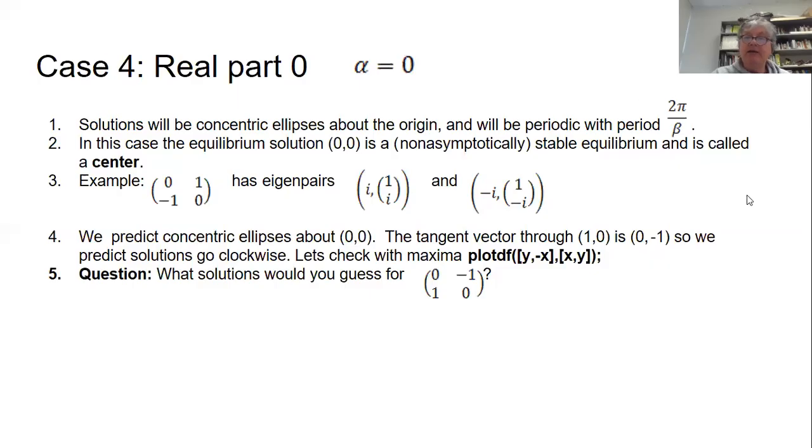Okay, and a module question for you is, the first one is, what solutions would you guess for this matrix, 0, minus 1, 1, 0? So just double check that it has the same eigenvalues and then figure out which way the tangent vector is going to go. Okay. So we don't really need the eigenvectors, so I'm not going to show them anymore. I'm just showing the eigenvalues, which is all we need.